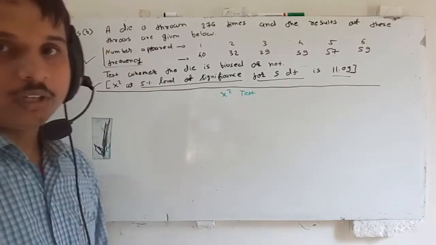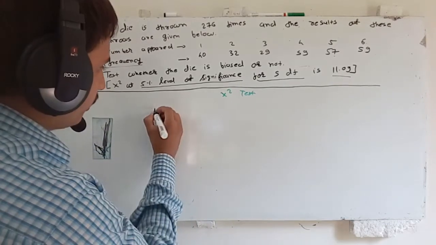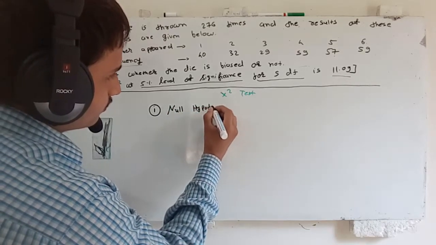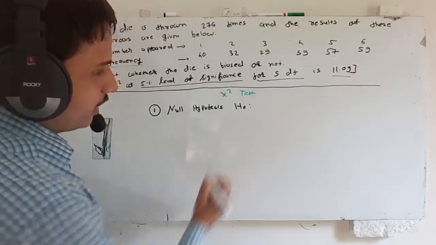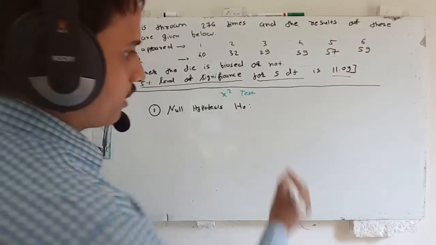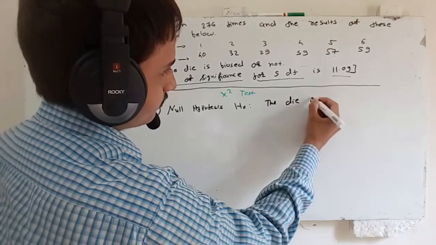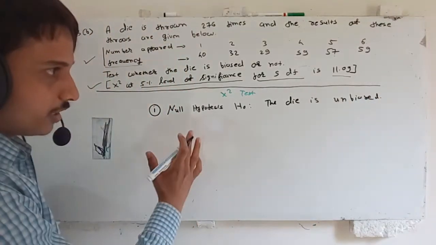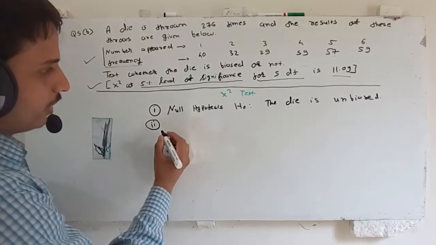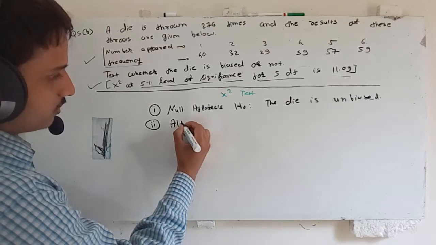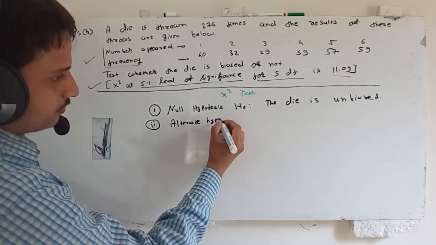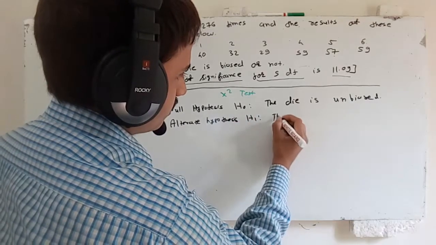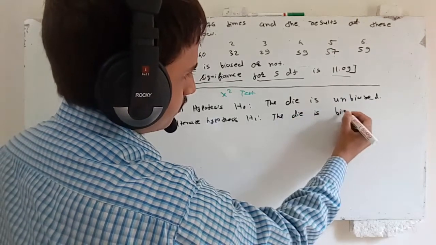Now we will do this whole example in a total of 6 steps. The first step is the null hypothesis. It says that the die is unbiased. And if this doesn't work, then we will apply the alternate hypothesis. It says that the die is biased.